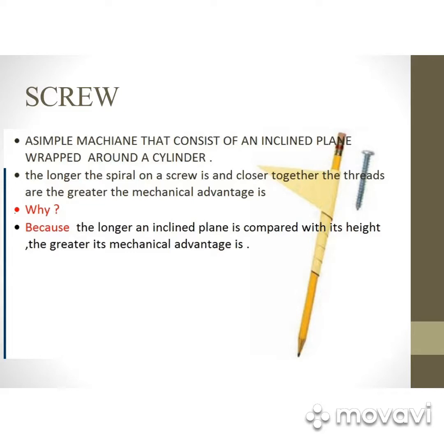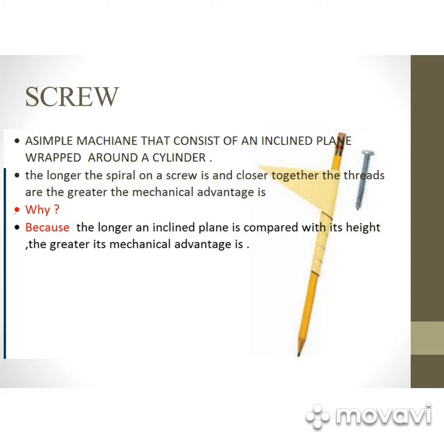The last type of simple machine is the screw. It is a simple machine that consists of an inclined plane wrapped around a cylinder. Now I want you to look at the picture in the background, and you will see a pen and a paper wrapped around it. So the pen is a cylinder, and the paper is the inclined plane. Look at it carefully.